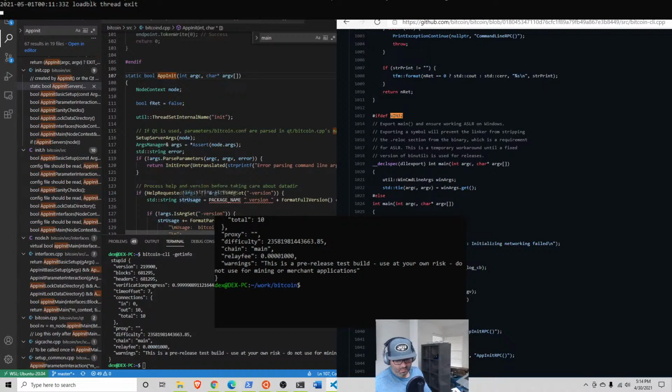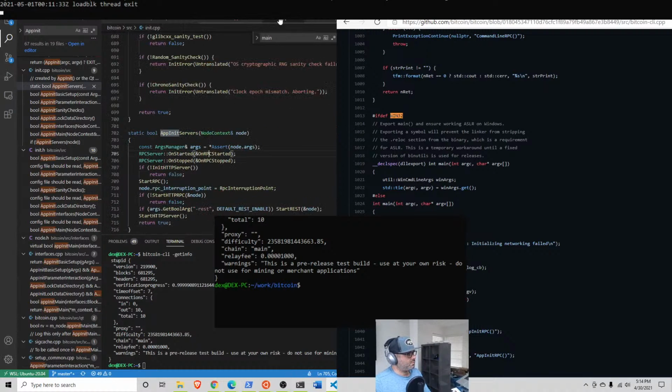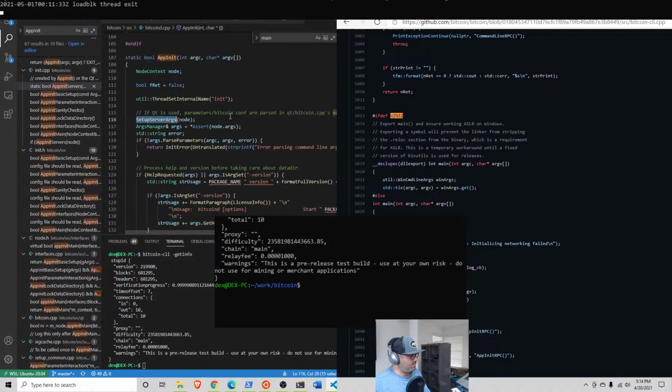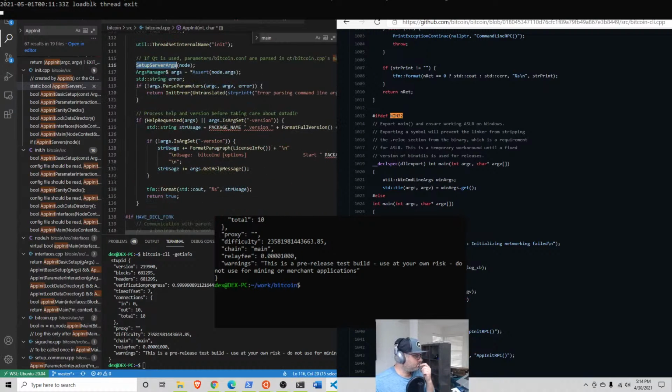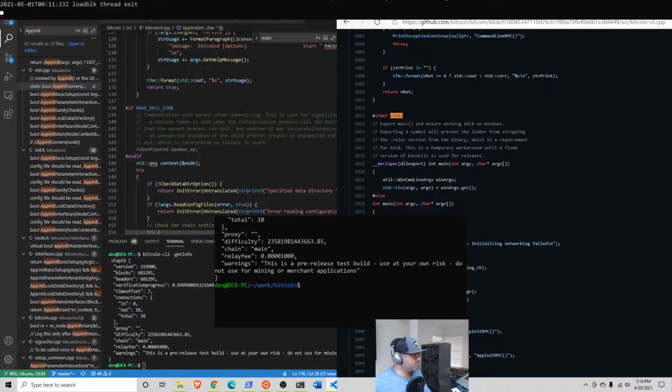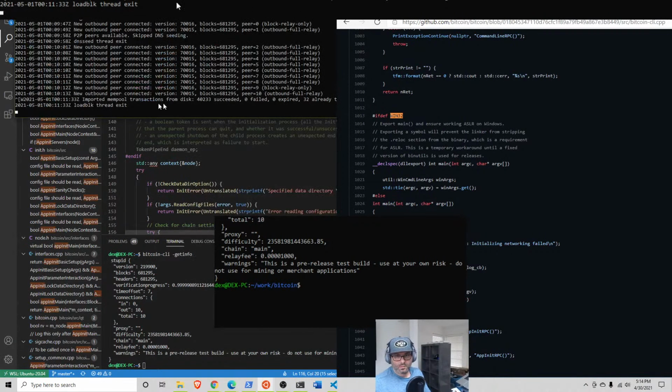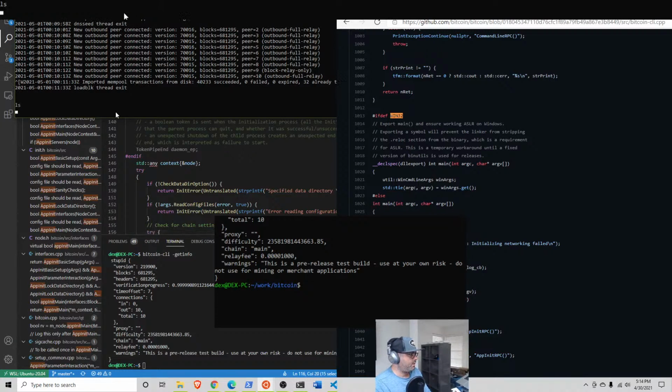Oh, look at that. Just say go to definition. And which file is this in? This is in bitcoind.cpp. AppInitMain. I haven't even tried one thing. Load block thread. Can I say ls? Can I say test? Can I say anything? No.